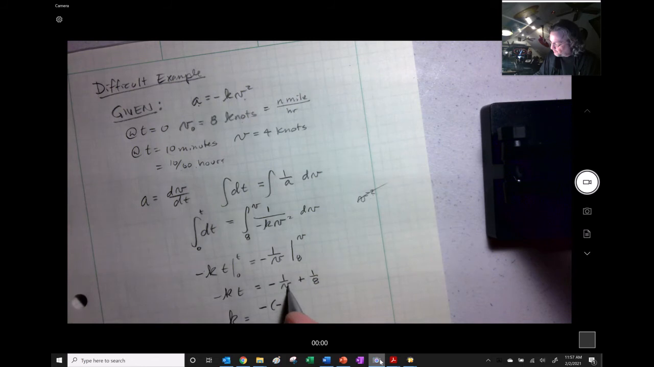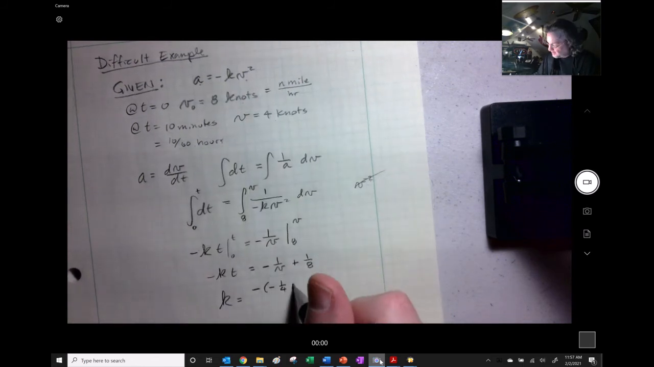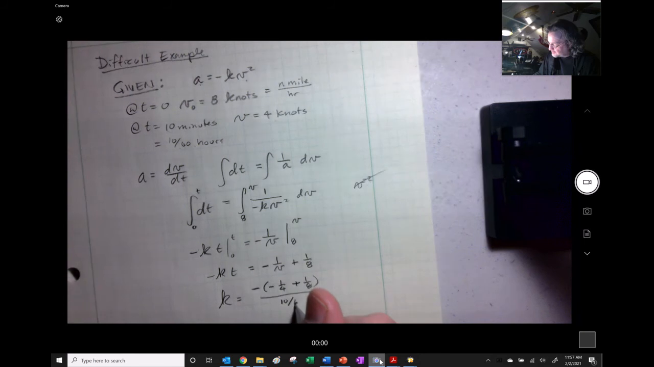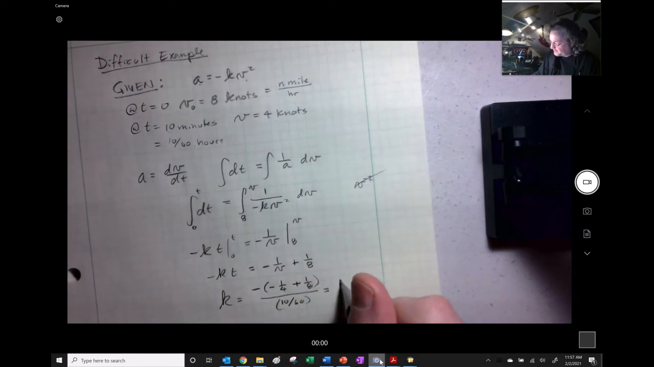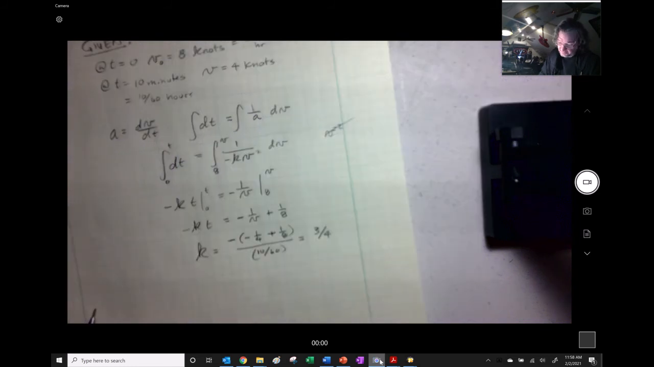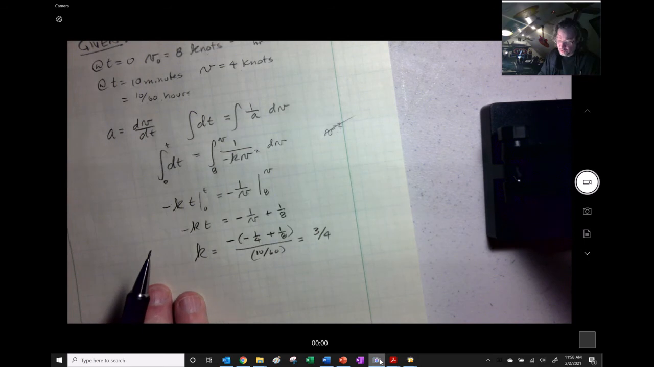Here's my 1/4. I'm putting 4 in there for the 4 knots, plus 1/8, and dividing, and now I'm going to go 10/60ths. We end up finding that this ends up being 3/4, 0.75, right? And then if I plug that back into, what am I plugging it back into, for my velocity? I'm trying to find this somewhere.